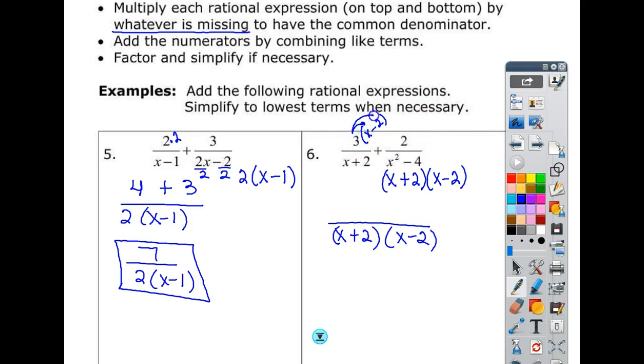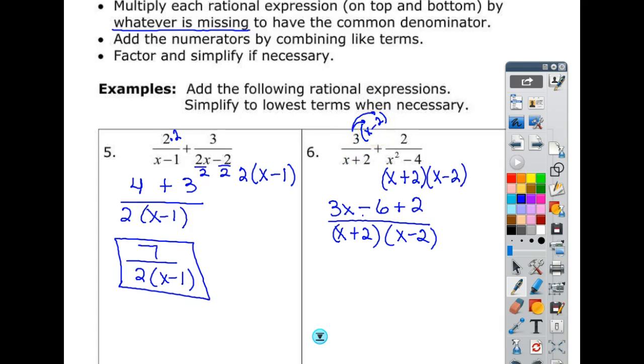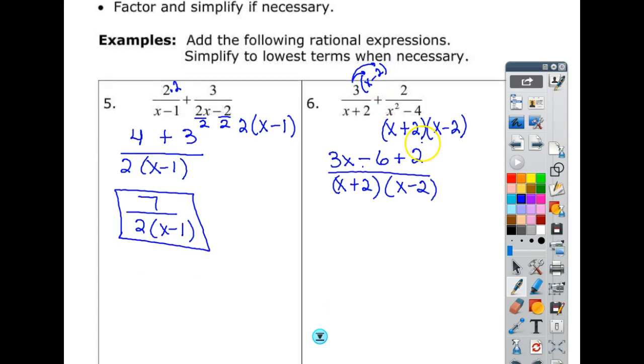So 3 times x is 3x plus 6. And then don't forget our plus 2. Oh, yes, it's a negative 6. Thank you. I was kind of noticing that myself at the same time. Y'all were noticing it. Okay, so it's a negative 6, so don't make a mistake with your signs. Now we need to combine these like terms, don't we?